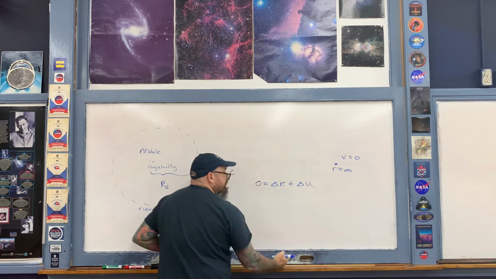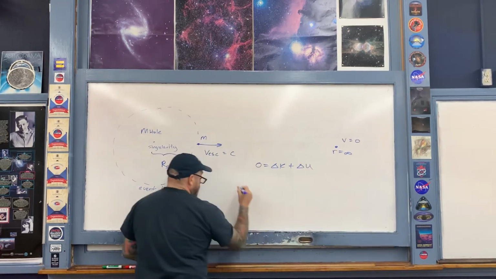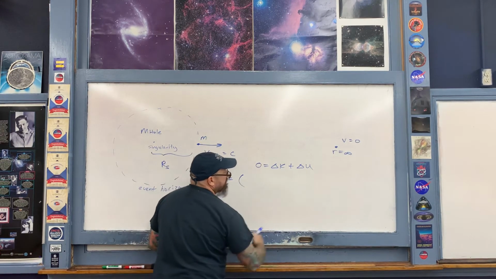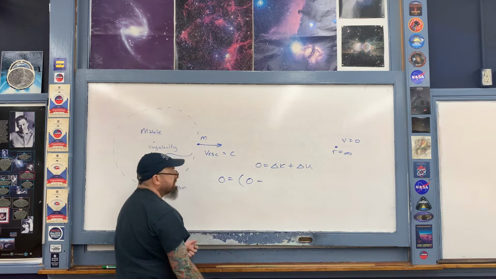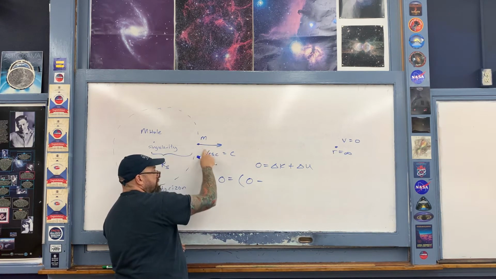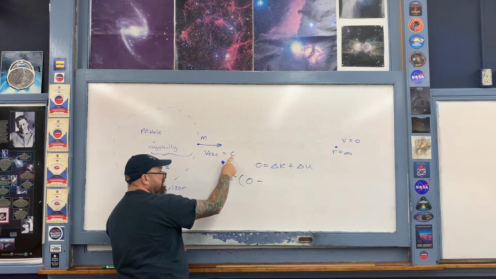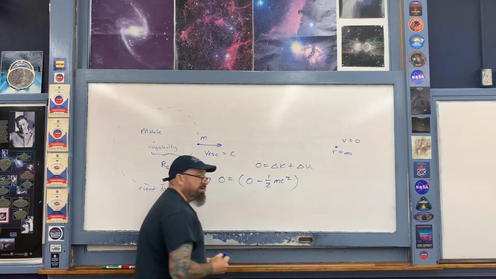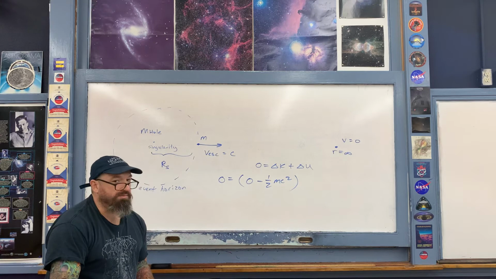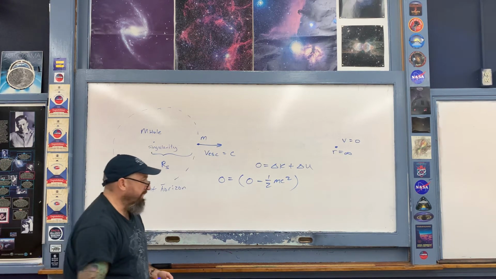0 equals delta k plus delta u, and then we just plug in the following. Okay, so first of all, the final kinetic energy is 0. The object ends up at rest, and now watch this. The initial kinetic energy occurs here, where our speed is equal to the speed of light, like so. And there it is, for the first time in this course, mc squared. You're going to see it again much later on.